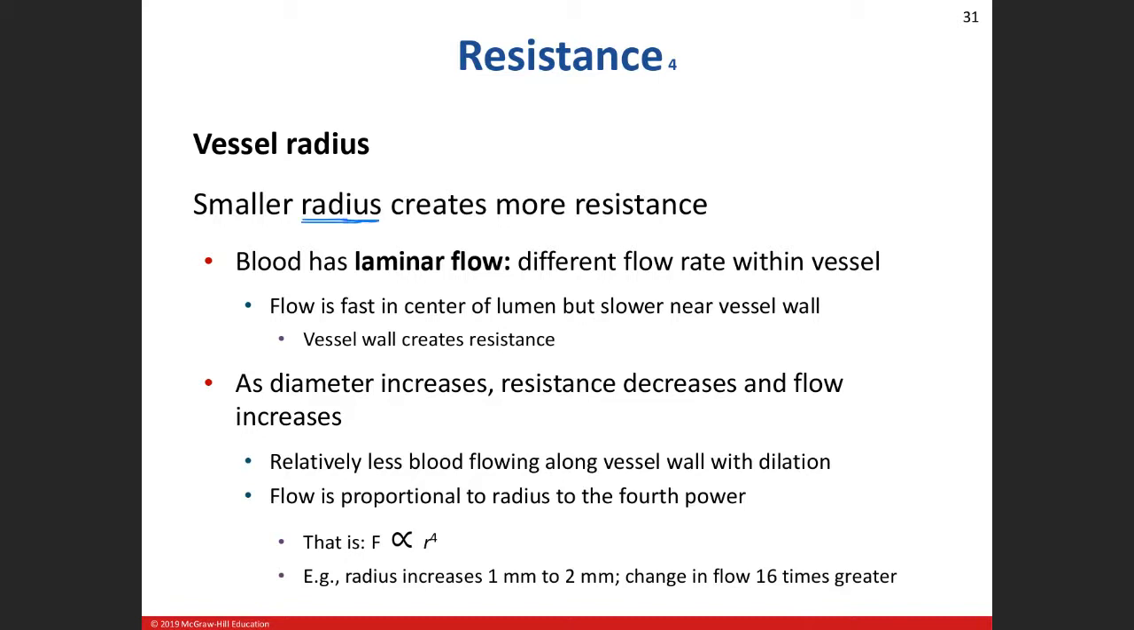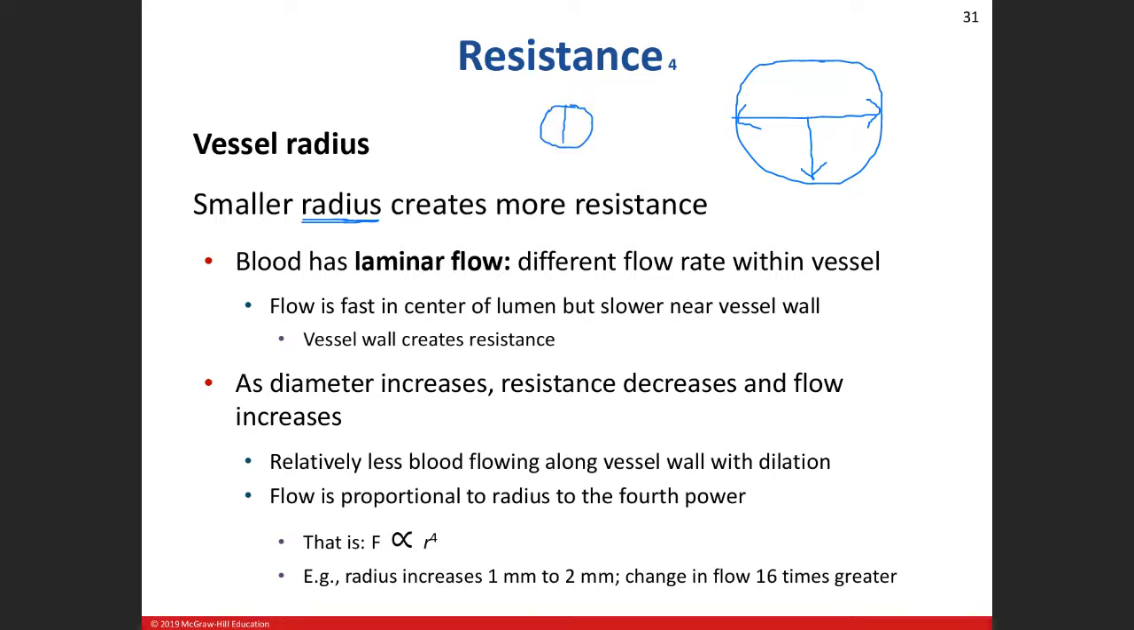So the smaller the radius, what's the radius? Here's a circle. What's the radius of the circle? Is it this or is it this? The second one, right? The radius is from the center of the circle out to the circumference, the outer wall. The diameter is the total distance across the lumen or the opening here. So the smaller the radius, the more the resistance will be.